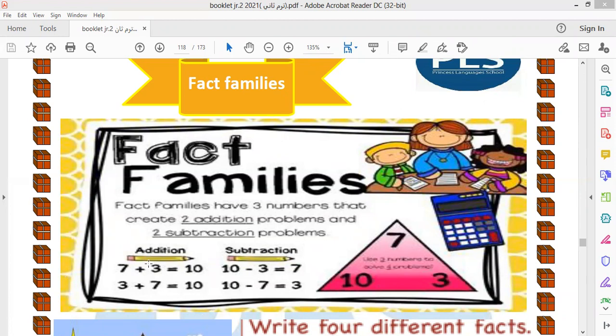Let's start with addition problems. In addition problems, we start with 7 plus 3 equals 10. And then we switch these numbers: 3 plus 7 equals 10. But in subtraction problems, we start with the greatest number, which is 10. 10 minus 3 equals 7, and 10 minus 7 equals 3.